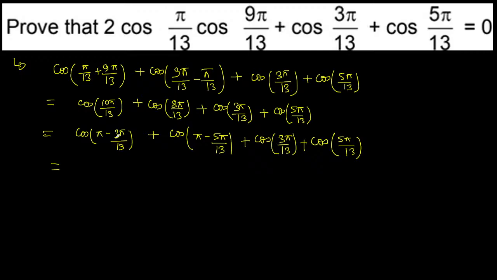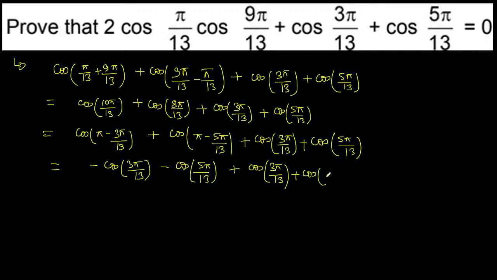Cos pi minus theta is minus cos. So minus cos 3 pi by 13 minus cos 5 pi by 13 plus cos 3 pi by 13 plus cos 5 pi by 13. Everything will get cancelled. This will get cancelled with this, which is equal to 0. We have to show the cancellation. Okay.